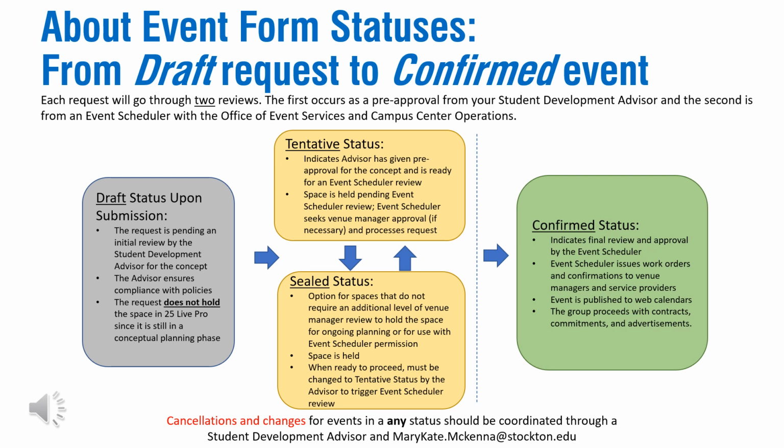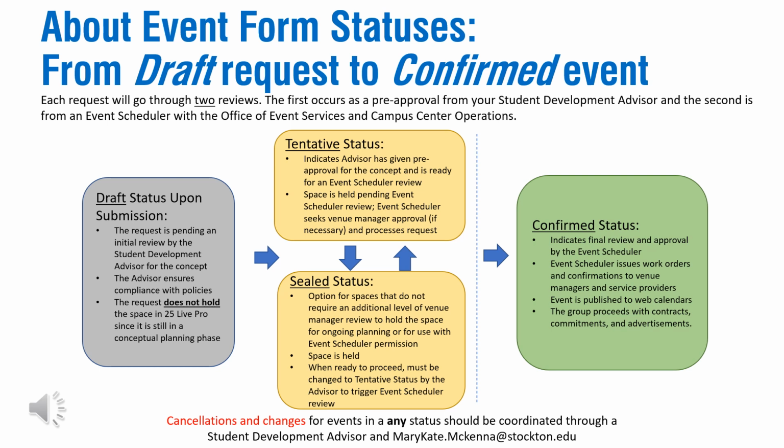Tentative status. Indicates advisor has given pre-approval for the concept and is ready for the event scheduler review. Space is held pending event scheduler review. Event scheduler seeks venue manager approval if necessary and processes request. Sealed status. Option for spaces that do not require an additional level of venue manager review to hold the space for ongoing planning or for use with event scheduler permission. Space is held. When ready to proceed, must be changed to tentative status by the advisor to trigger event scheduler review.